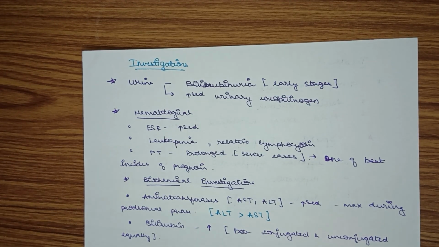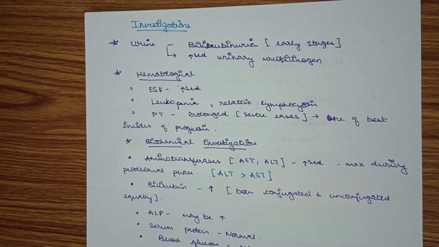Let's look at the investigations required. So first we'll look at the urine. There will be bilirubinuria, which is the excretion of bilirubin in the urine. Also, the urinary urobilinogen will be increased. Bilirubinuria will be seen only in early stages.